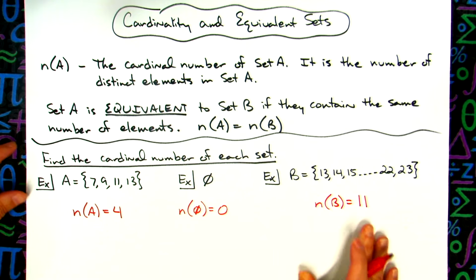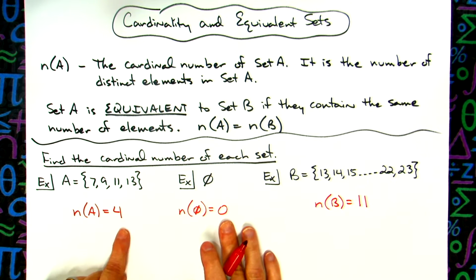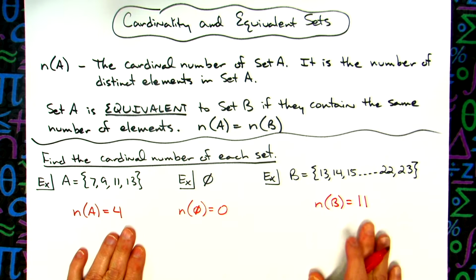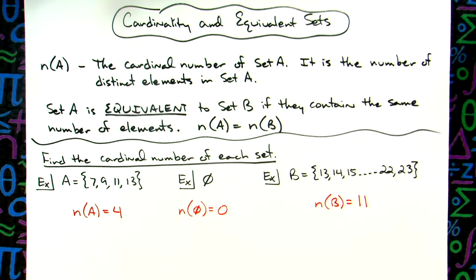Now if I wanted to compare any of these sets and see if they were equal, I would just be comparing these cardinal numbers. I do not have any that are equal, so none of these sets are equivalent sets with each other. So just a really short, quick video here on cardinality and equivalent sets, things that you're going to see in a beginning set theory class.